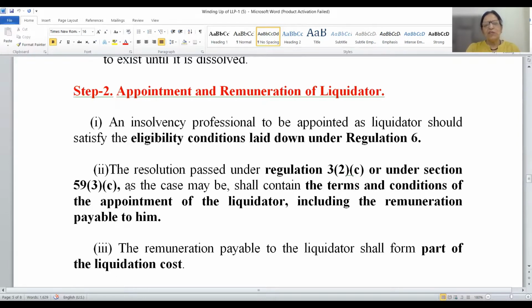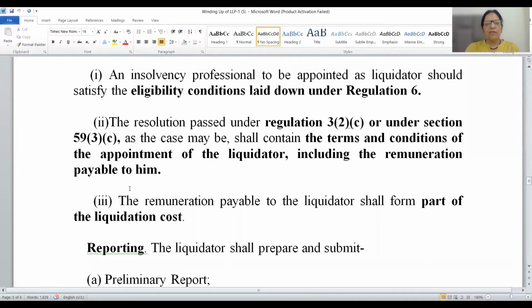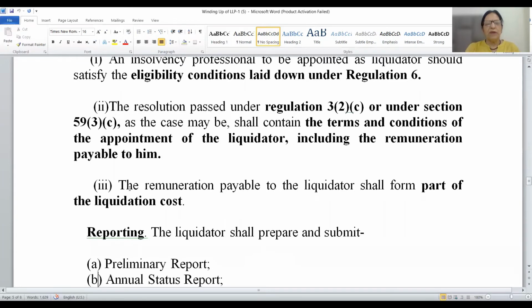So, in the resolution, all these terms and conditions of the appointment of the liquidator and remuneration also will have to be specified. The remuneration payable to the liquidator shall form part of the liquidation cost. So, whenever liquidation expenses are to be taken care of, first of all, this remuneration should be deducted from the liquidation amount.